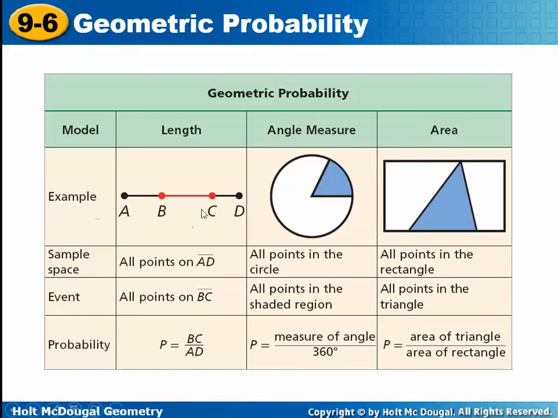The segment ones are really the easiest ones. You are going to find the length of the piece that they say, like what's the probability it'll land on segment BC? You would take the length of that over the length of the whole line segment. So in this case, BC over AD.